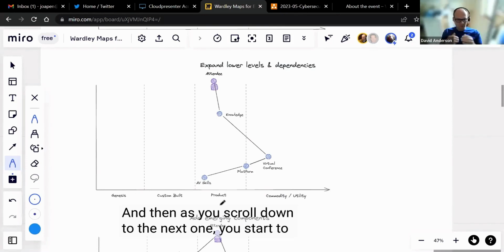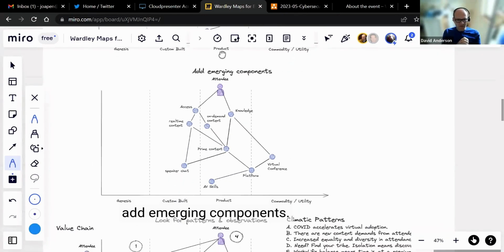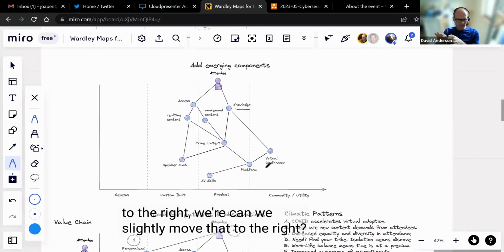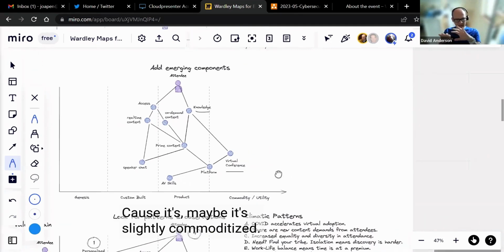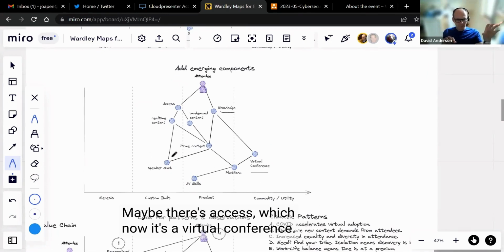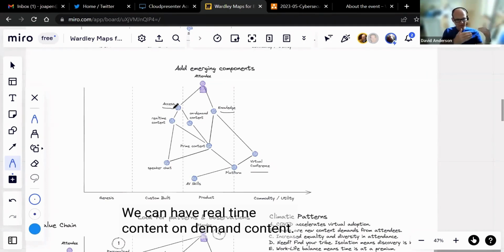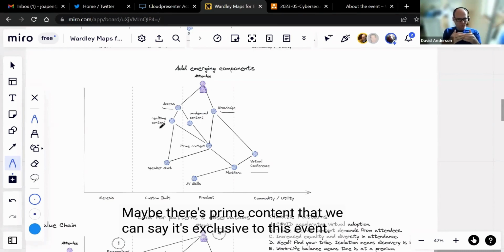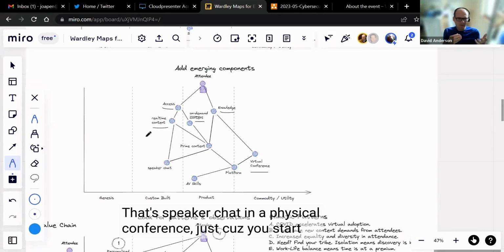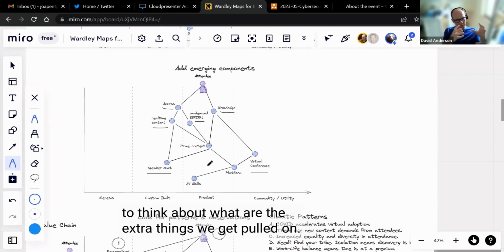And then as you scroll down to the next one, you start to add emerging components. So now, as our value chain with knowledge and conference is to the right, we're going to slightly move that to the right because it's slightly commoditized. Let's look at the additional things that I would call emerging value. Maybe there's access, which now it's a virtual conference. We can have real-time content, on-demand content. Maybe there's prime content that we can say is exclusive to this event. Maybe you can talk to the speaker of the conference, which is quite difficult in a physical conference.